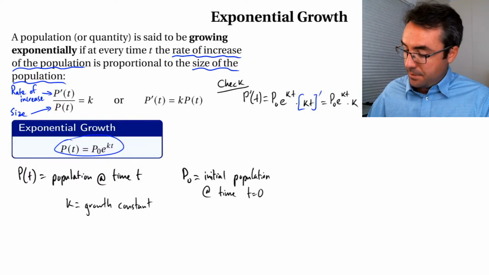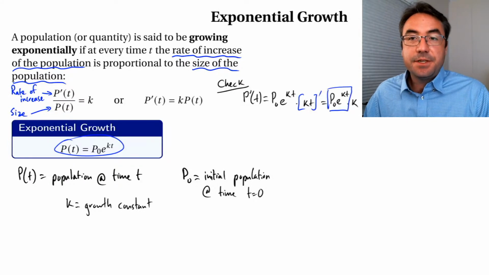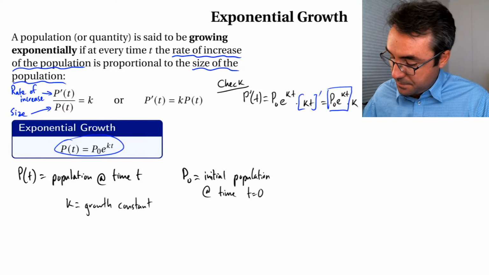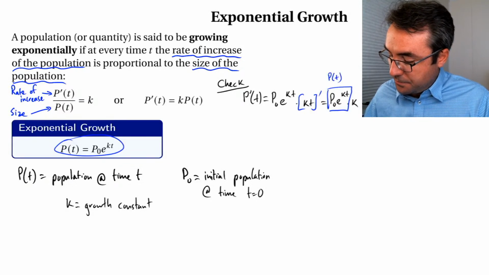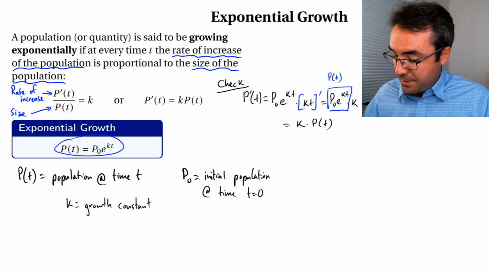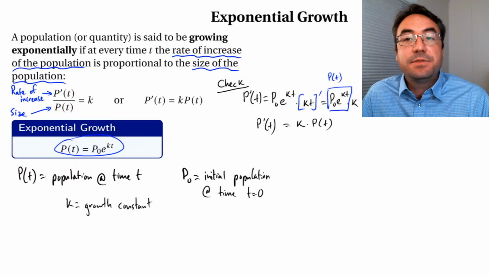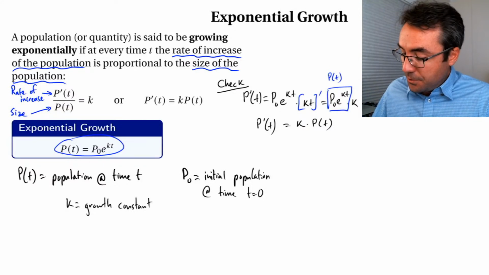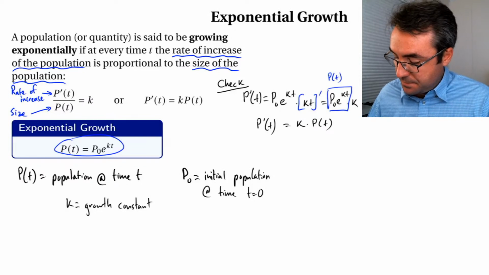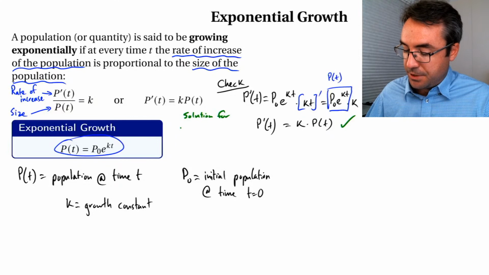And if we notice, this whole term right here is our function P of t. So if we simplify this, we get k times P of t. And so what this shows is that P prime of t is equal to the constant k times P of t. And so this shows that it's a solution for this differential equation.